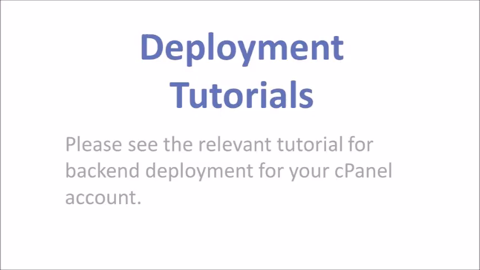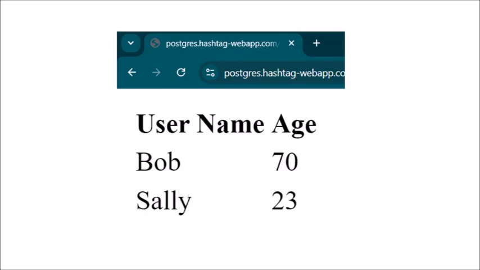So in this demo we are just setting up with the bare essentials. For deployment, please see the relevant tutorials that we already have. And now to test the app, after deployment, we go to the link, the URL, and here we have our table displaying our data from our Postgres database.